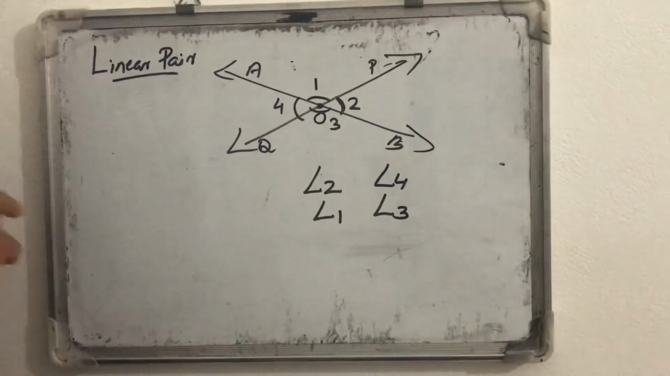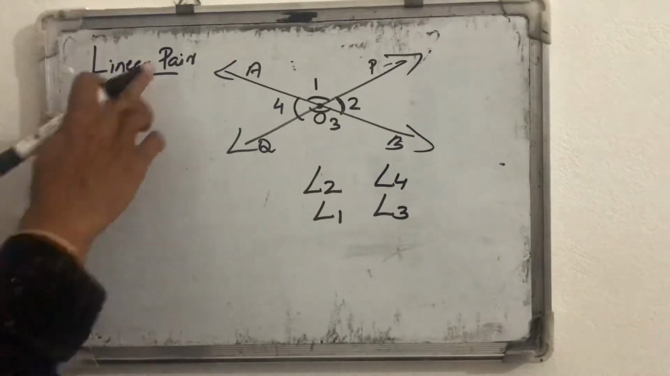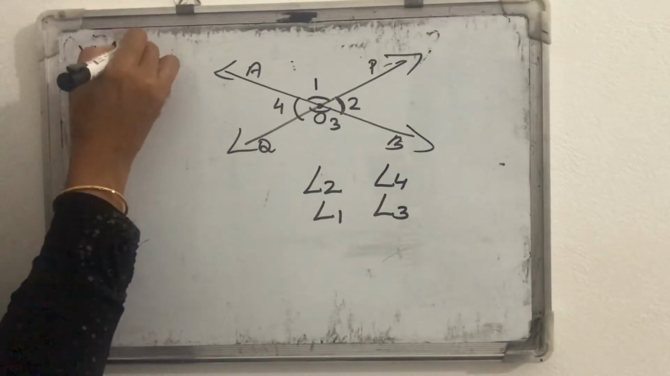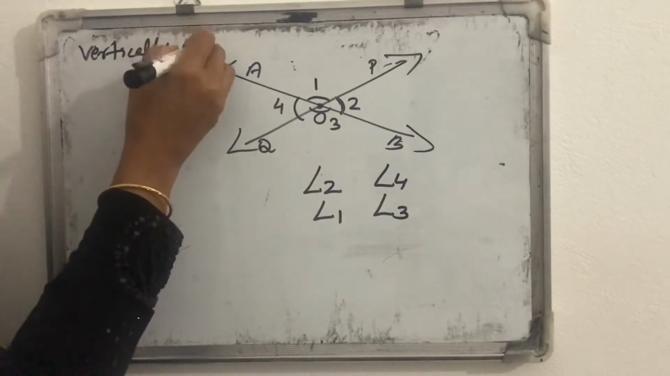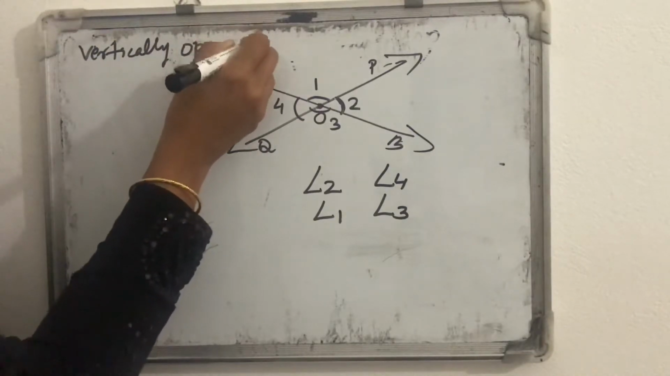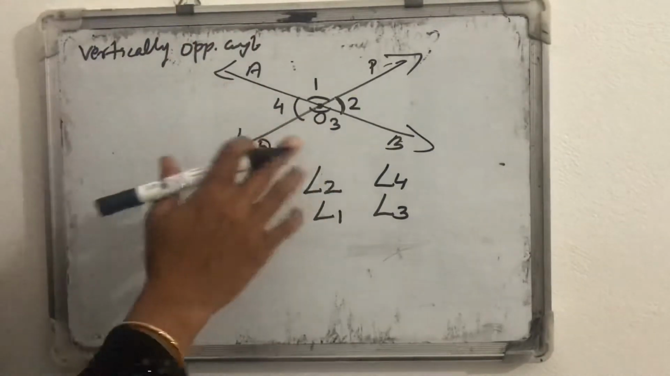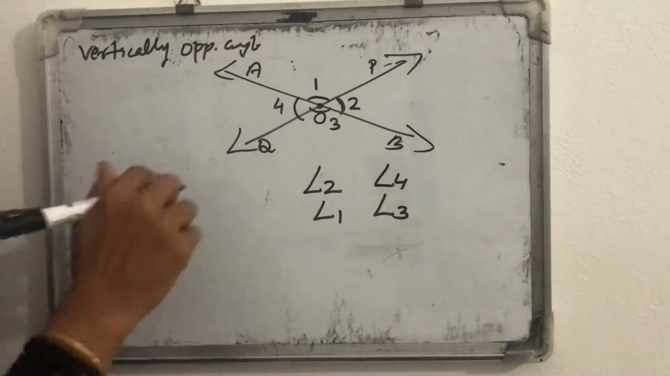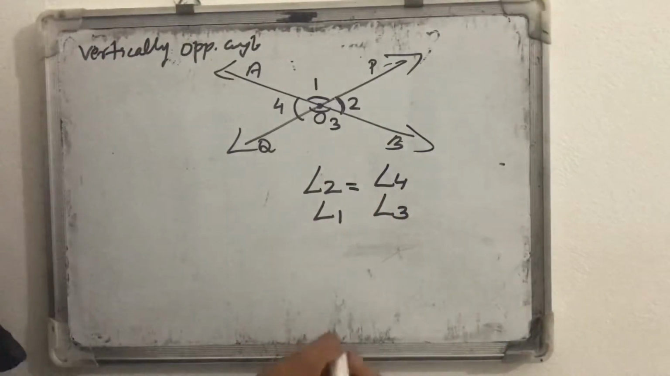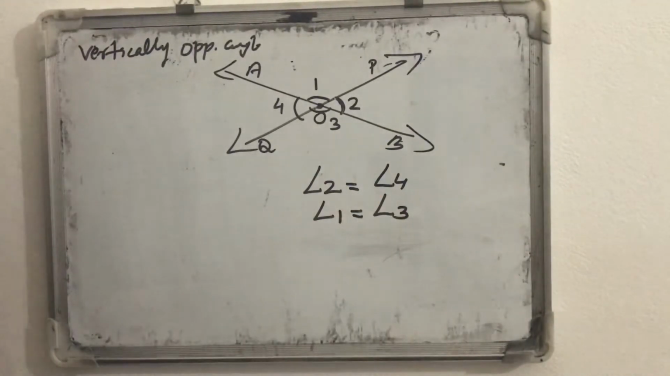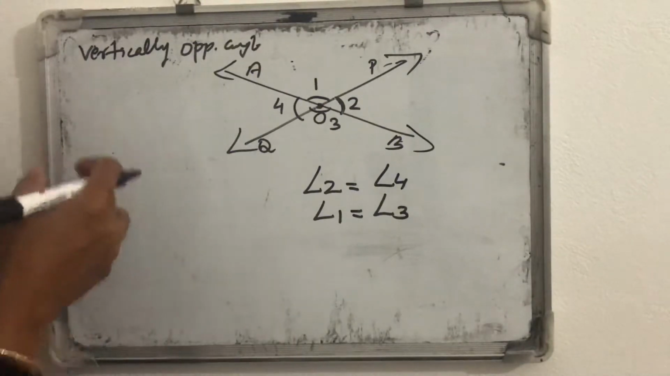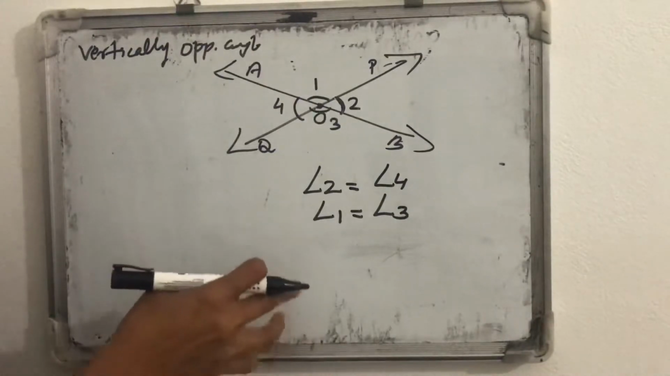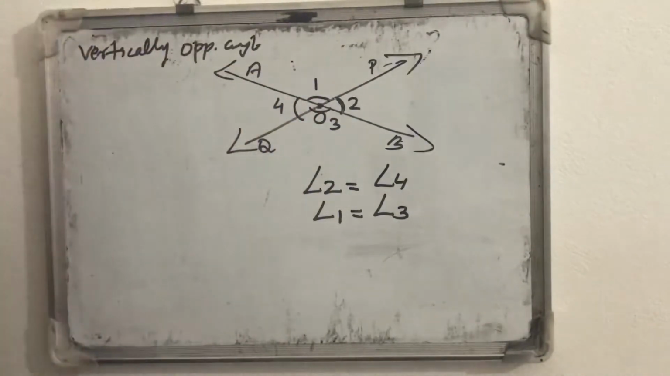Now there is a property for vertically opposite angles. Vertically opposite angles should be equal. Very important. Any two vertically opposite angles always have equal measures. That means angle 2 is equal to angle 4, and angle 1 is equal to angle 3. We want to prove this. How can we prove from this figure, with our concepts, that angle 2 is equal to angle 4?